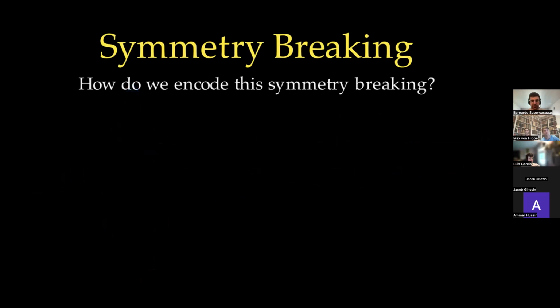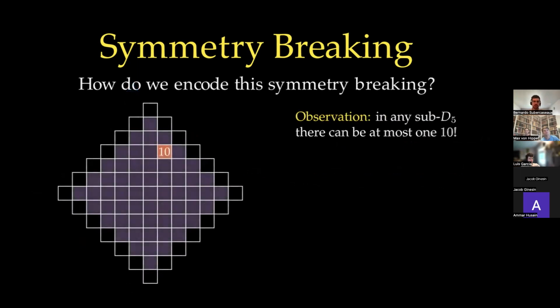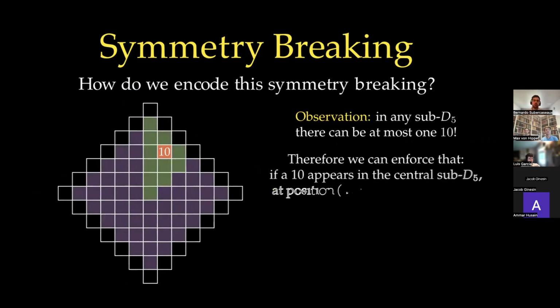So how do we encode this symmetry breaking? The main observation can be illustrated with an example. If you consider a sub D5 of your finite subgraph, because of the constraints, there can be at most one occurrence of number 10 in this finite D5. So we can enforce it to appear in a particular region, in the sort of north and east region, because we know it can appear at most once. And if it were to appear somewhere else, I could just pretend to rotate it so it's placed in the region I like.